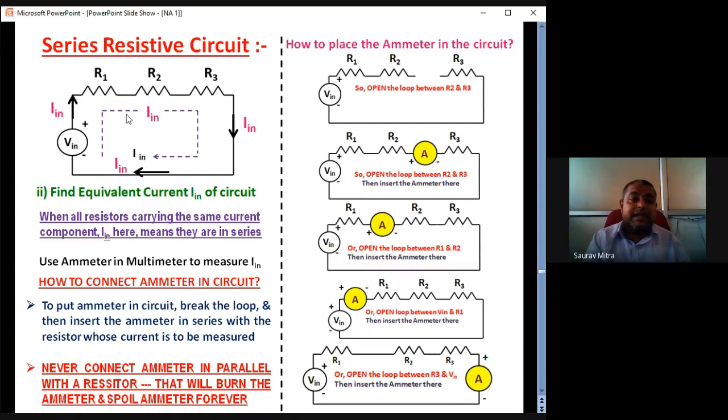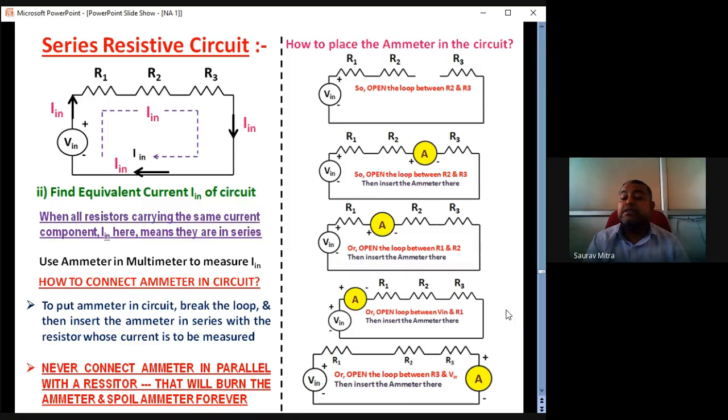So for this circuit's current measurement, anywhere you can put the ammeter, because all the components are in series. Whenever all the components are in series, every component is carrying the same current. That means you can connect the ammeter after any component with proper direction, that means red probe and black probe, and you will get the same current in any position. So between R2 and R3 you can connect, between R1 and R2 you can connect, between V and R1 also you can connect, between R3 and V negative also you can connect. So here it is positive, here it is negative.